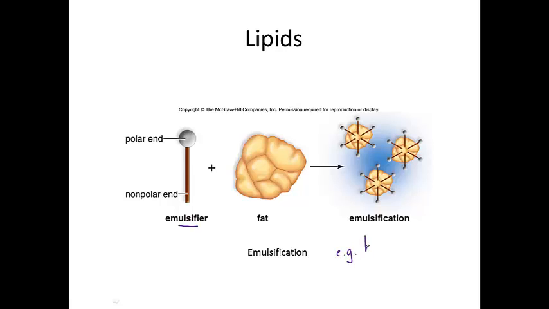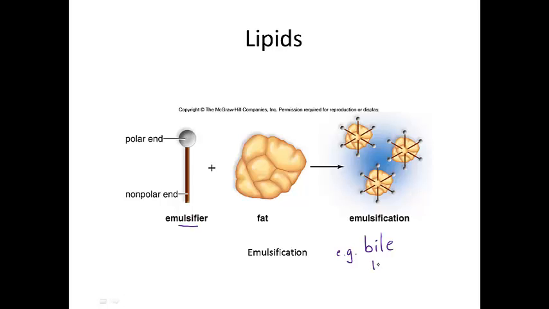An example of where this happens in your body would be bile. Bile is produced in your liver and released into your small intestine, and it breaks down larger fat chunks into smaller pieces, which can then be digested by enzymes.